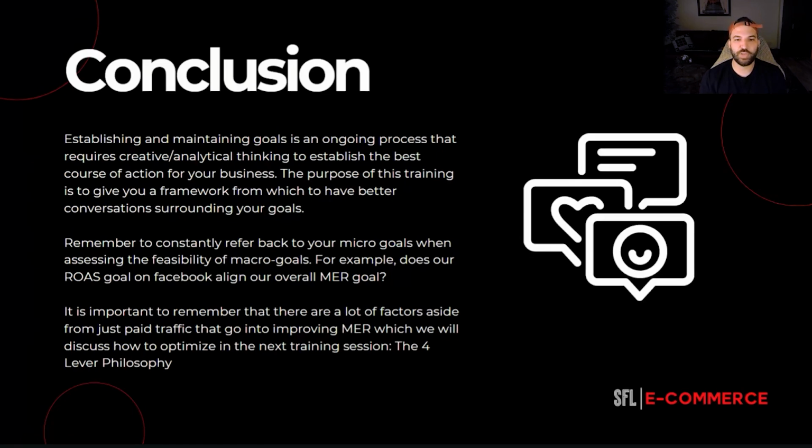It's also important to remember that there are a lot of factors aside from just paid traffic that go into improving MER. Improvements in conversion rate, average order value, and retention are all going to improve your MER without having to change something directly in the ad account itself. That's a concept we're going to get into in future videos. It's something we call the 4 lever strategy, which is the 4 different categories that you can pull on to affect the growth of an e-commerce store. Those being traffic, conversion rate, average order value, and purchase frequency, and the different tools and strategies that fall into each of those categories and allow you to manipulate them.